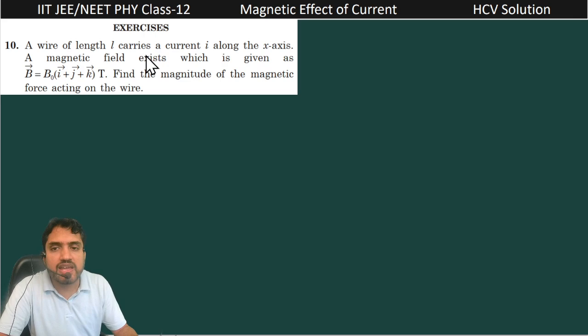A wire of length L carries a current I along the x-axis. A magnetic field exists which is given by B equal to B naught (i + j + k) Tesla. Find the magnitude of the magnetic force acting on the wire.